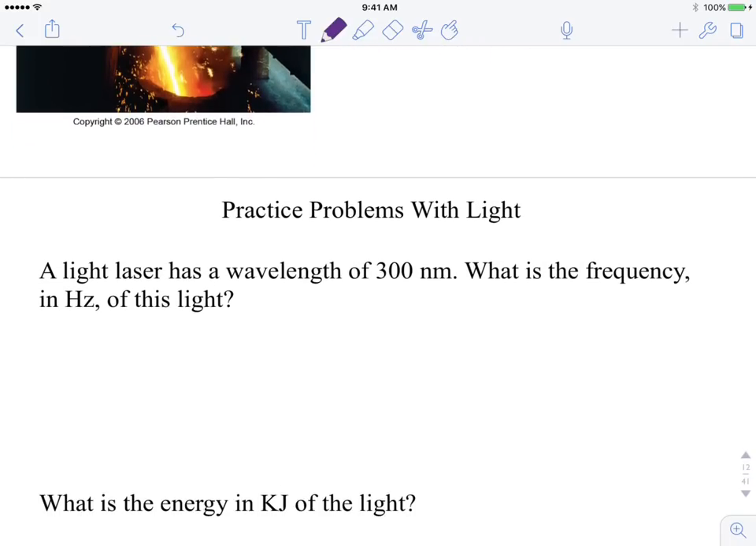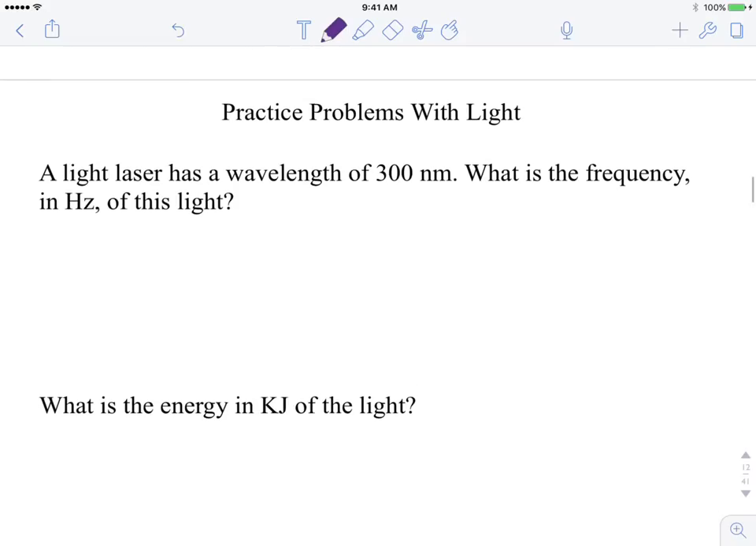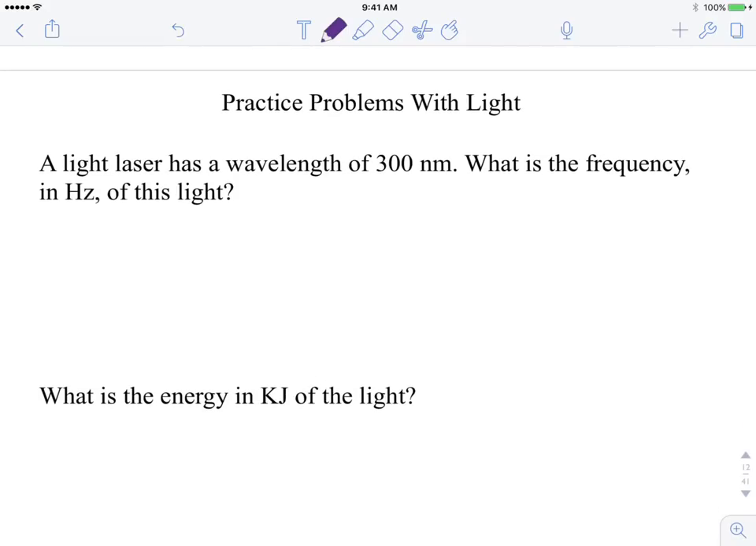What I want to do before we talk about Albert Einstein is do a couple of practice problems. This first question says, we have a laser. It has a wavelength of 300 nanometers. What's the frequency? We only have two equations that we can use. One is c equals frequency times lambda. The other one is energy equals h times frequency.